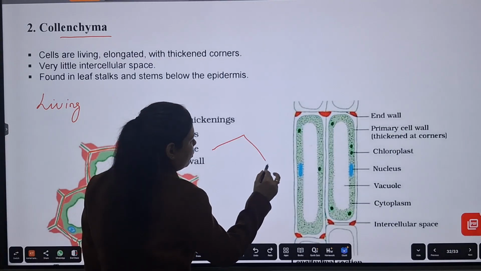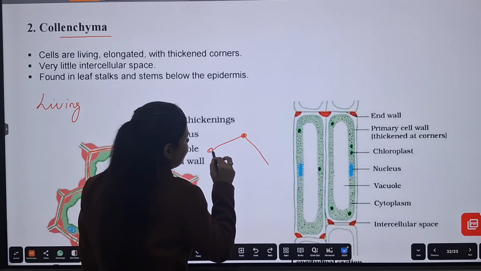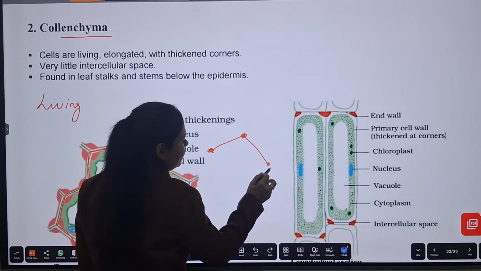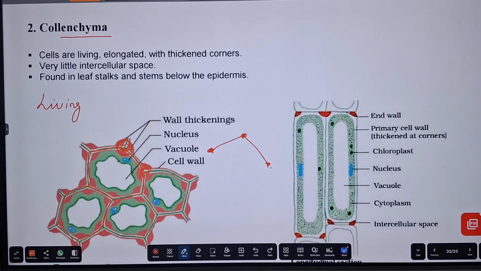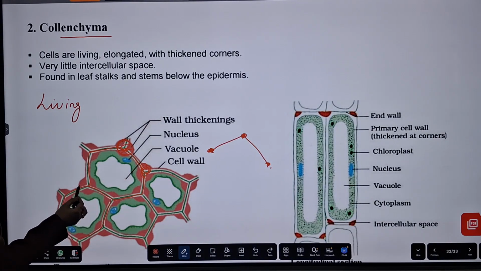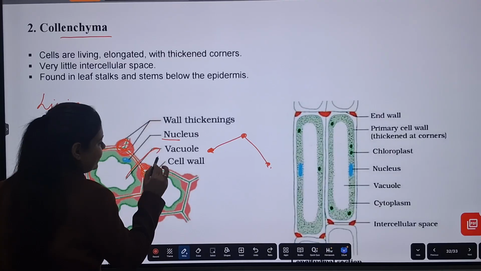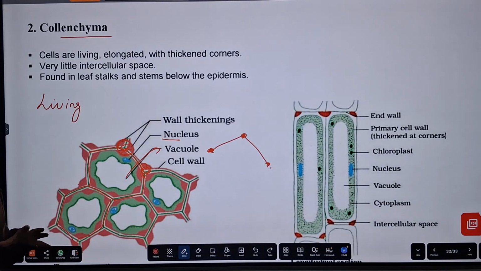So this is the cell wall. Thickenings are present only at the corners, not along the entire cell wall. It is only present at the corner. They have very little intercellular spaces between them. They have a nucleus, a large vacuole is present, and the cell walls have thickening only at the corners.